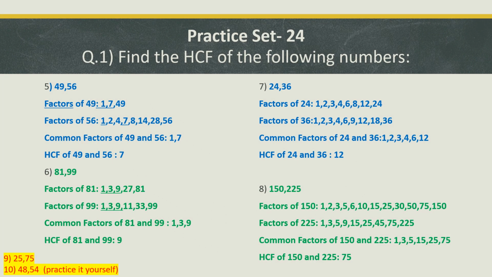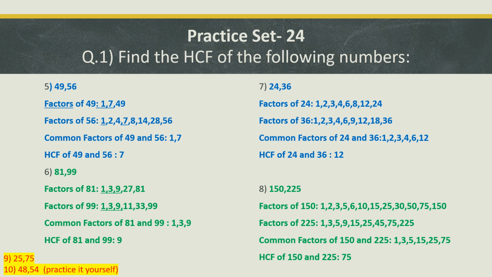Again a set of questions where you have to find the HCF from your practice set: 49 and 56. Factors of 49 are given: 1, 7, 49. Factors of 56: 1, 2, 4, 7, 8, 14, 28, 56. Common factors are 1 and 7. So HCF of 49 and 56 is 7.